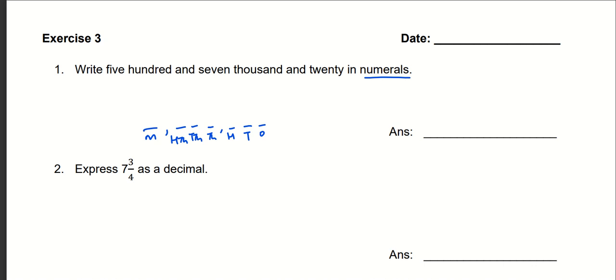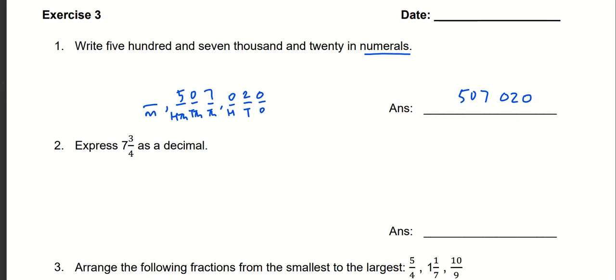507,000. So 507,020. Okay, so it's 500,000, 507,000, 7,020. Okay, so that's the first one. Question number 1.